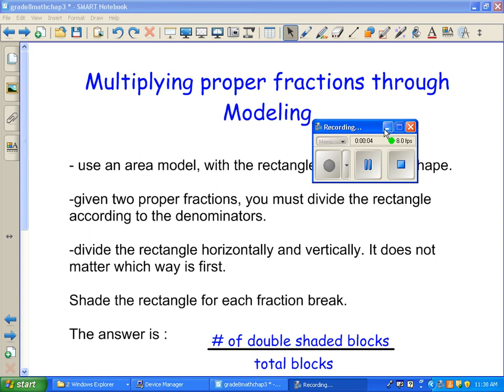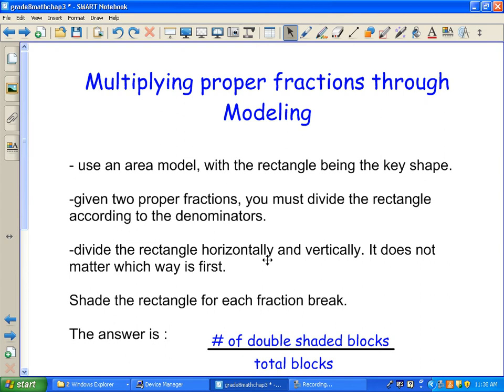Multiplying improper fractions through modeling. We're going to use an area model with the rectangle being the key shape. So we're going to be given two fractions and we're going to divide the rectangle according to the denominator. In other words, the bottom. So if the bottom is out of 4, then you divide it out of 4.